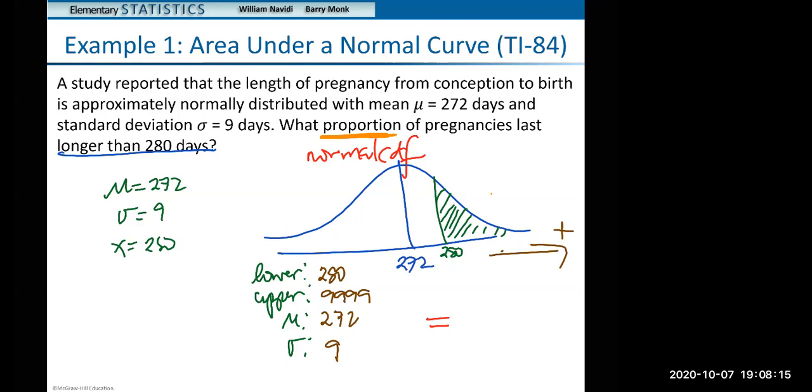What is your answer? I got negative 0.3129. Negative. I got 0.1870. What did I do wrong? Hold on, let me do it again.